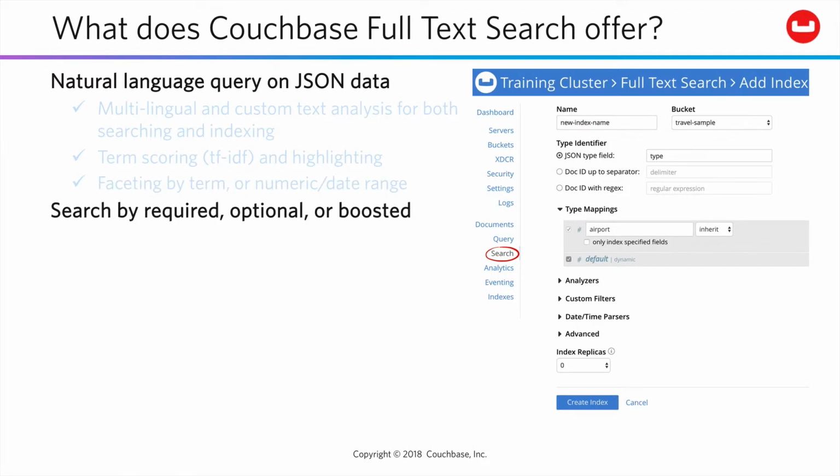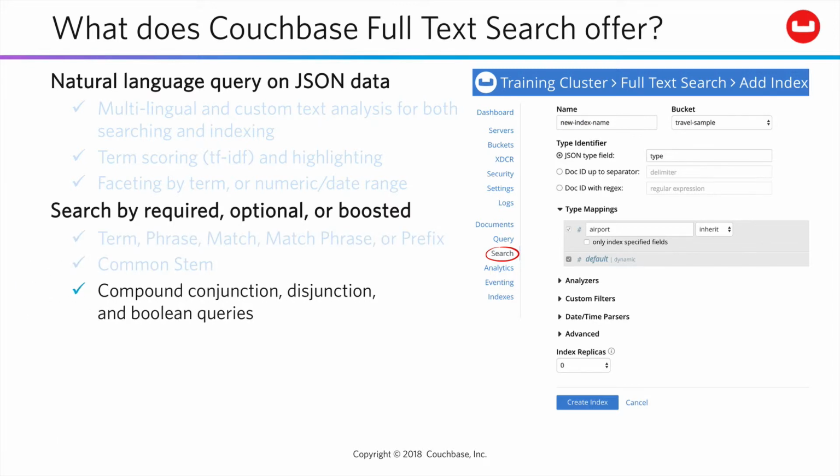You can search by required, optional, or boosted terms, phrases, and prefixes, as well as common word stems. You can run compound, conjunction, disjunction, Boolean, and date range queries as well. You get all this, and your documents never need to leave your database.